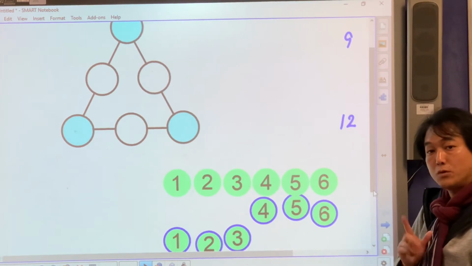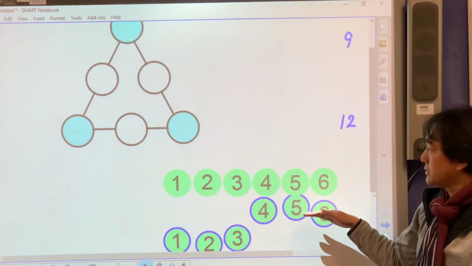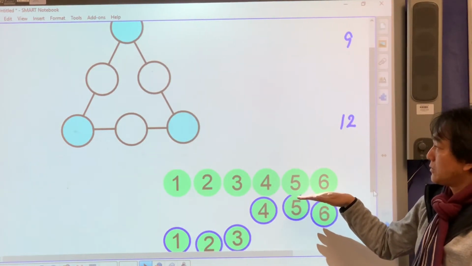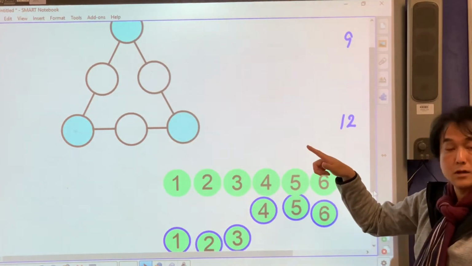So let's pause the video, let's play with these numbers. I wonder what kind of numbers we need to be in each corner. So let's pause the video.